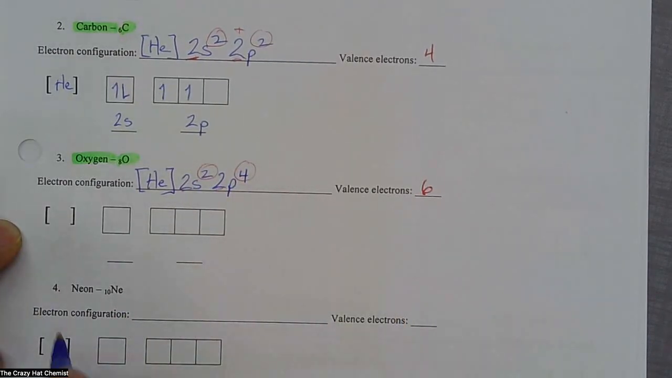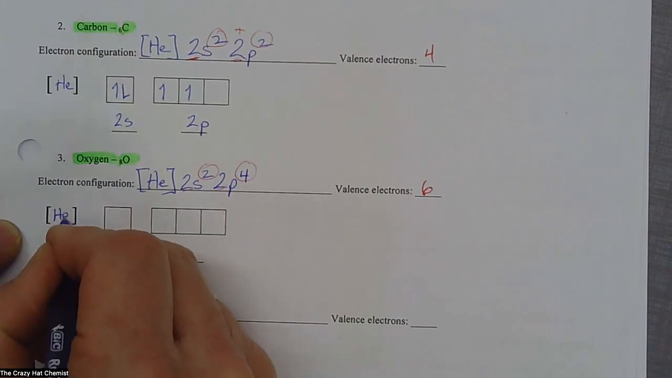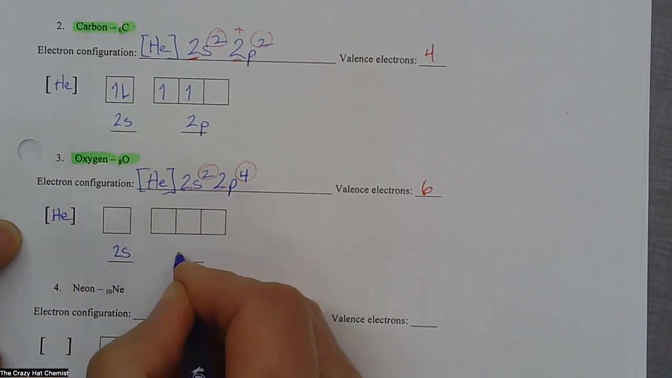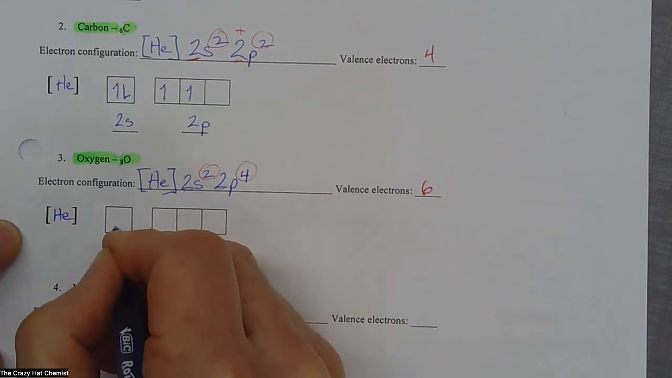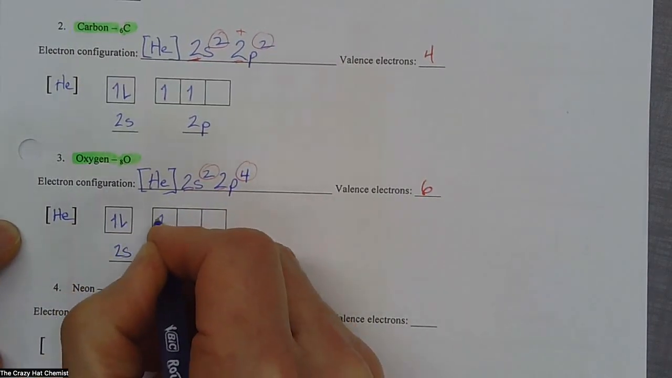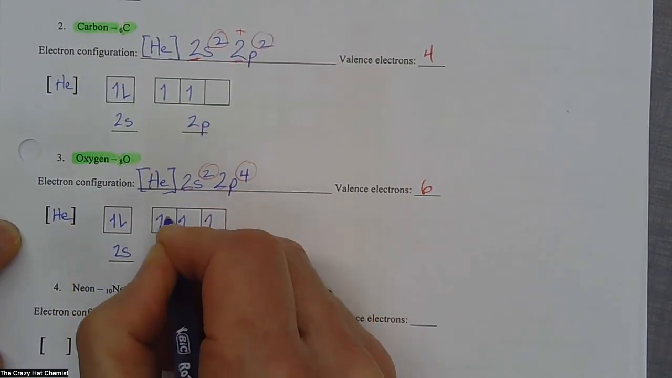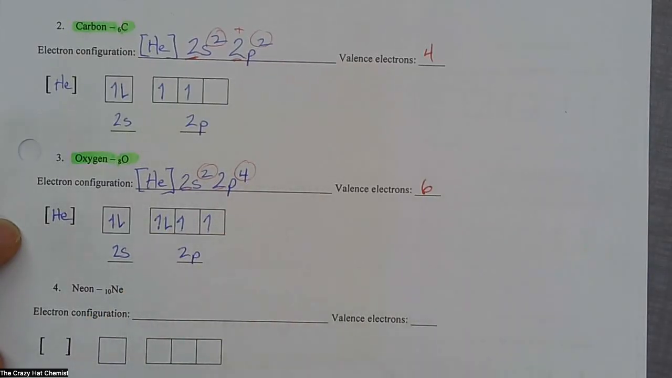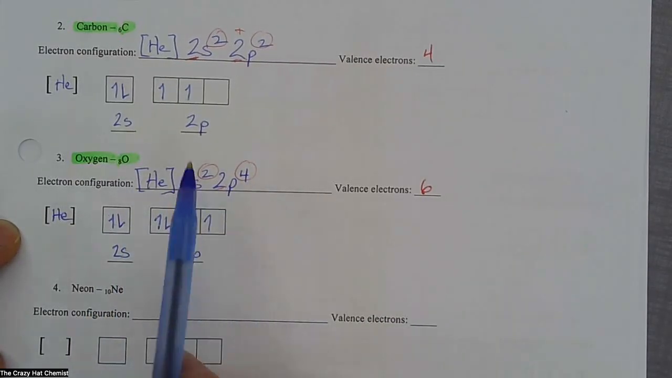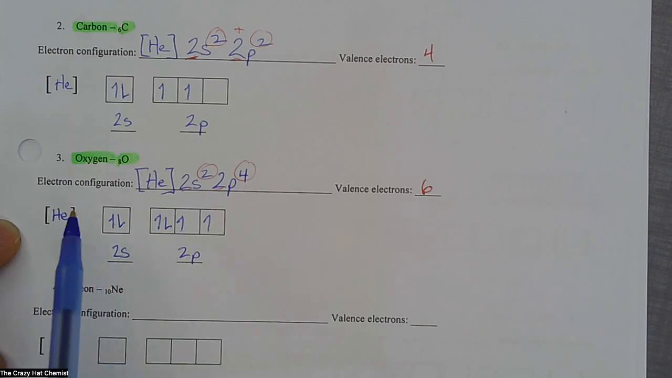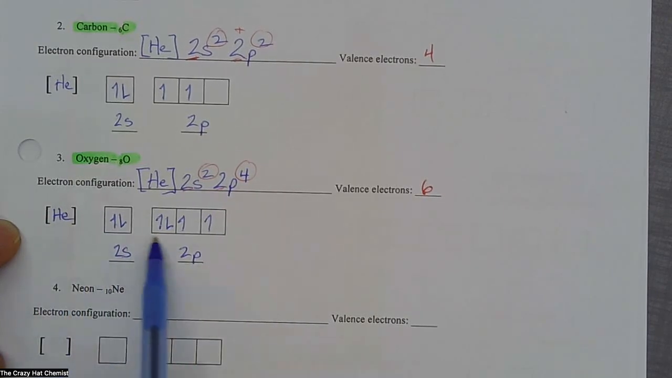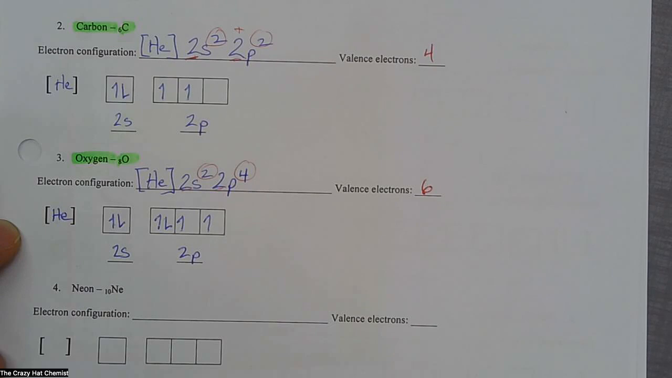I am going to do the orbital box diagram, and that's He. This is a 2s, this is a 2p, and I'm going to go up, down, 1, 2, 3, and 4. Perfect. We've just done oxygen's electron configuration using the noble gas notation, oxygen's orbital box diagram using the noble gas notation, and the total number of valence electrons.